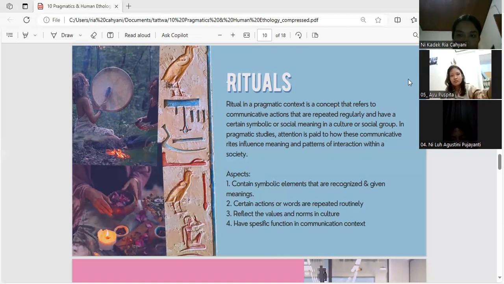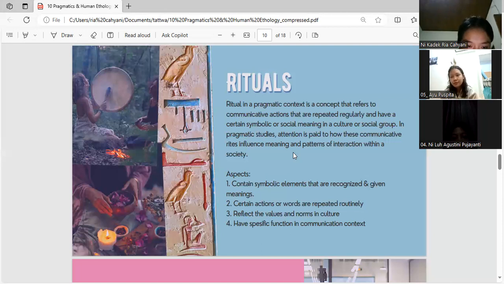The first one, symbolics. Symbolics are elements that are recognized and given meaning by members of a particular society. These symbols can be words, body movements, or specific actions that have deep meaning in the cultural context. And the second one, repetition. One of the characteristics of rituals is repetition. Certain actions or words are repeated routinely, providing a sense of predictability in daily interaction and reinforcing communicative norms.